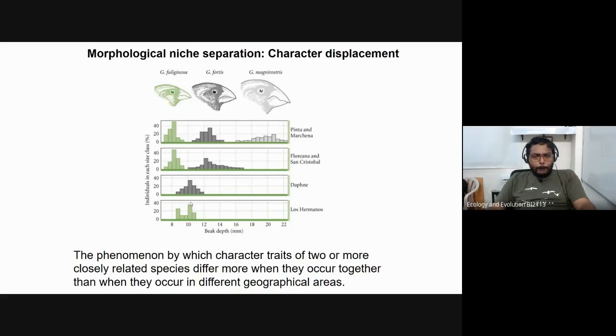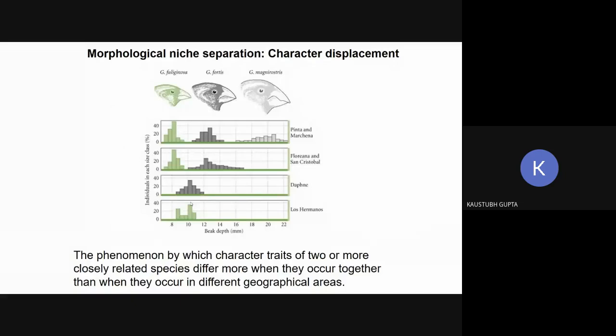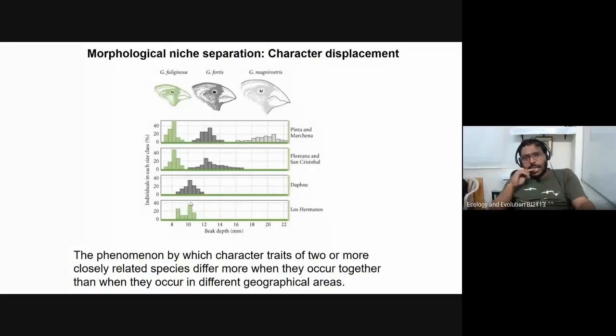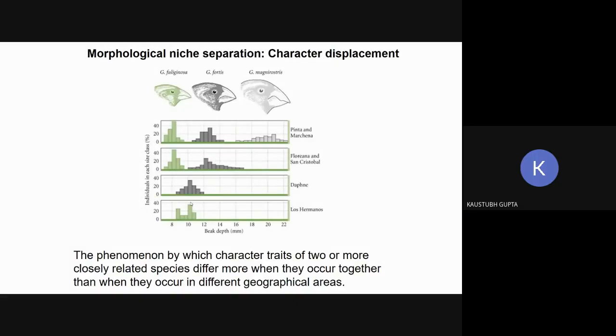Okay. Sir, do small beaks offer any particular advantage? Because the G. fortis, when left alone, shifted towards the left instead of shifting towards the right?